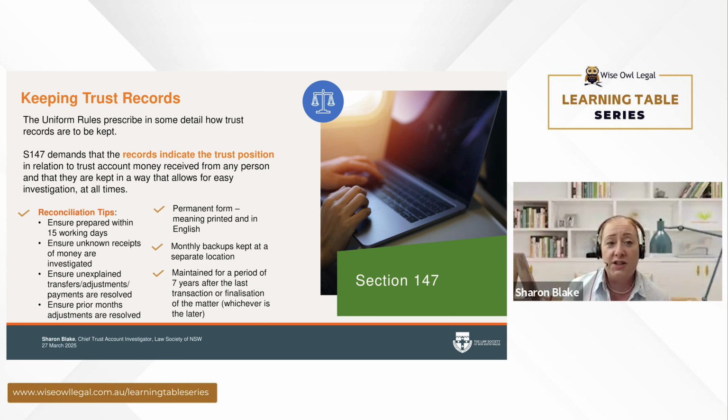Ensure unknown receipts of money are investigated. Ensure unexplained transfers, adjustments, or payments are resolved. Ensure prior month adjustments are resolved. And like a fire drill, have you ever checked to see if you can restore your backed up records? We've had a recent case where a practitioner's records were destroyed by an office fire, and the last backup they had done was 6 months before. So they had to recreate 6 months worth of client files.